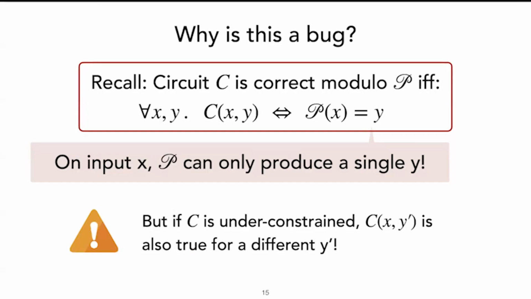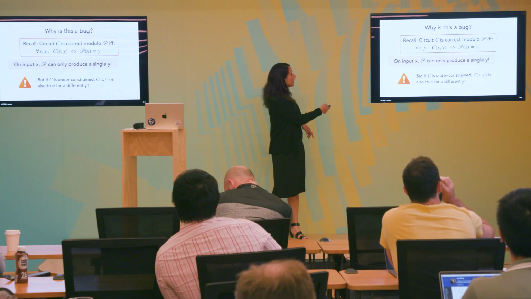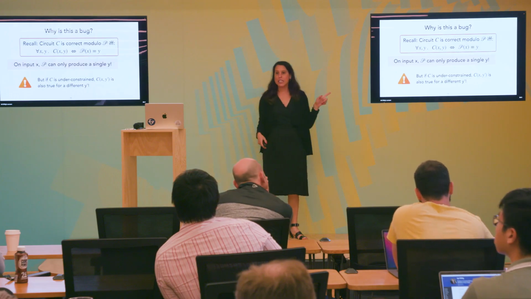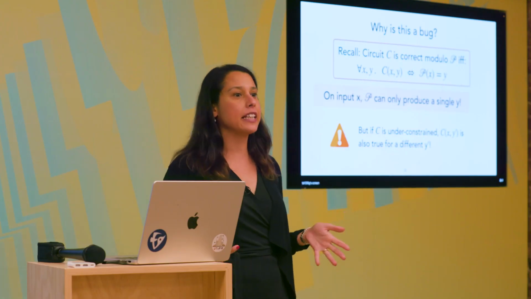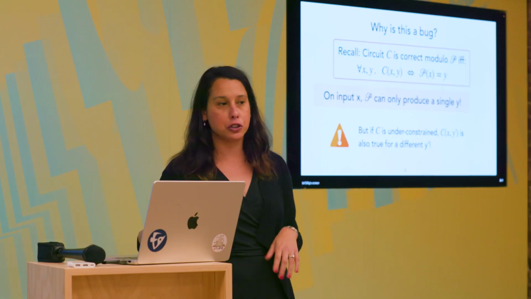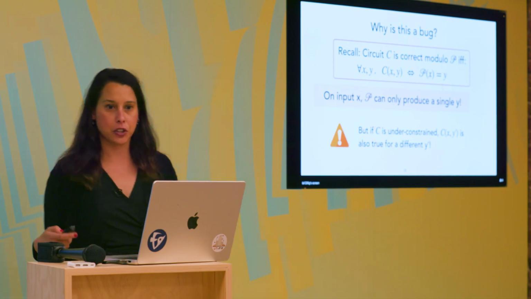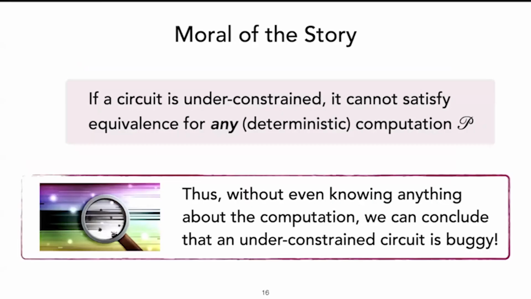But if the circuit is under-constrained, we know that C of XY evaluates to true for two different values of Y. So if it's under-constrained and assuming that P is a deterministic piece of computation, the circuit cannot be equivalent to whatever computation it's trying to certify. So the moral of the story for us is that if a circuit is under-constrained, it cannot satisfy any equivalence for any deterministic computation.